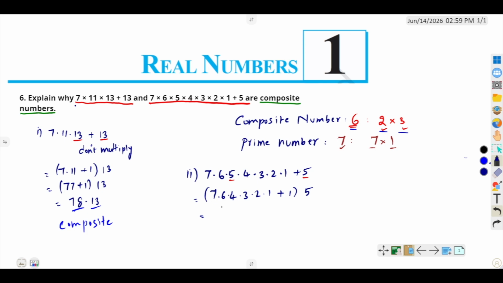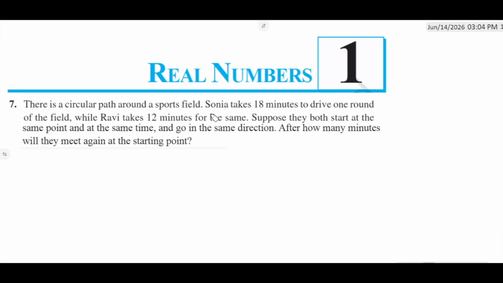That means it is also a composite number, right? So 5 times some number will give us a composite number. If I multiply, I'll get 168, and then plus 1 times 5, that is 169 times 5. So the product of two different numbers will give us what? It's a composite number. Okay. Let's jump to the next question.